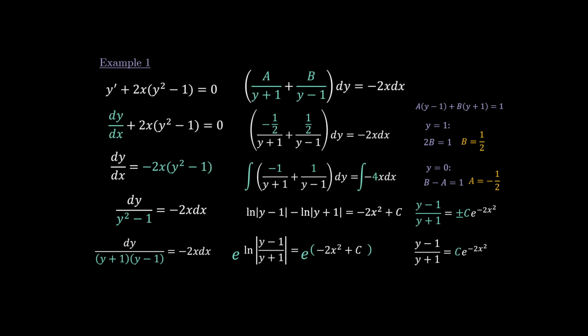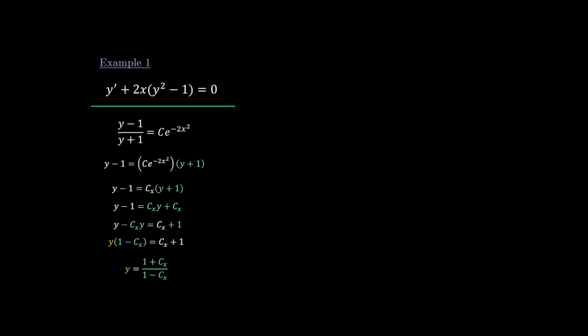Definitely. First, let's clean all this up so we have a clean slate. We start by multiplying the y plus 1 over. Now, for the further steps, since there's going to be a lot of moving terms around, so it doesn't get messy, I'm going to substitute a coefficient to represent the term c e to the negative 2x squared. So, c of x. Distributing the c of x, subtracting c of x times y over, and then adding 1 over, factoring out the y, then finally dividing by 1 minus c of x. We have our explicit solution.